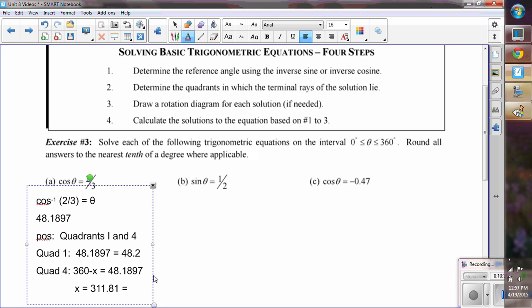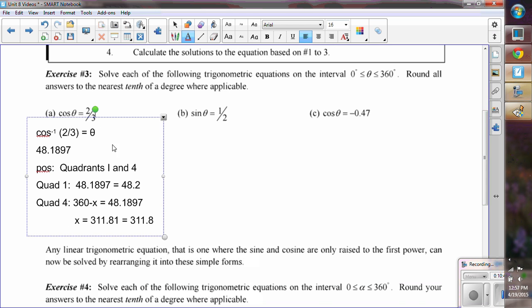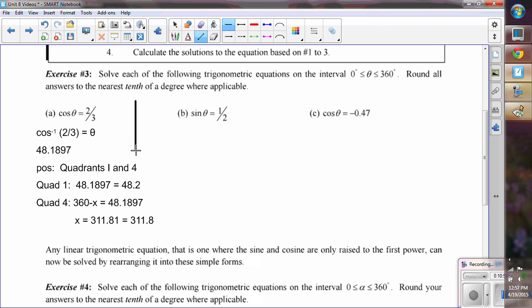And if we round that to the nearest tenth, we get 311.8. If you would like to draw the rotation, you would have the angles, I'll do it quickly up here. You would have it in quadrant 1, and you would have it down here in quadrant 4. So you'd be looking for this angle, and you'd be looking for that angle.